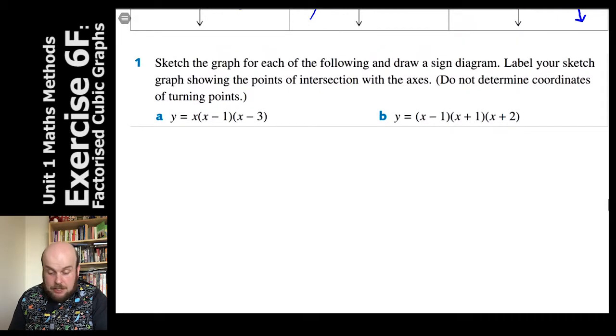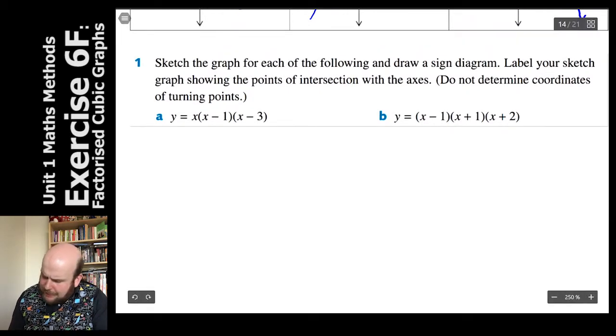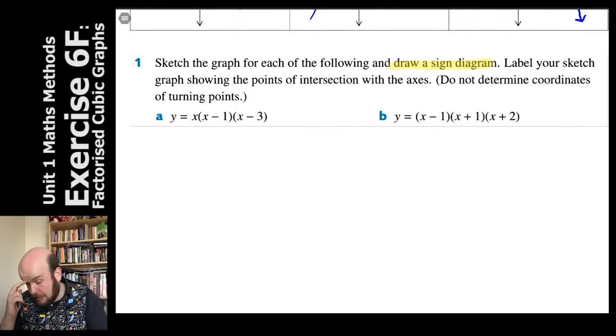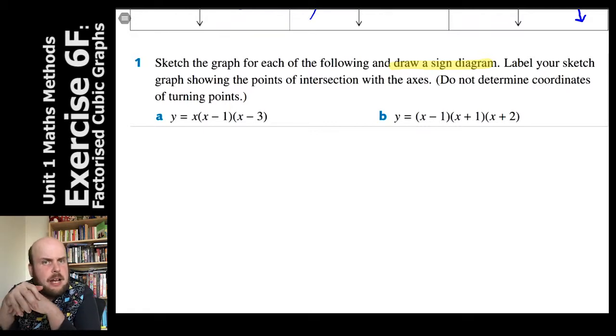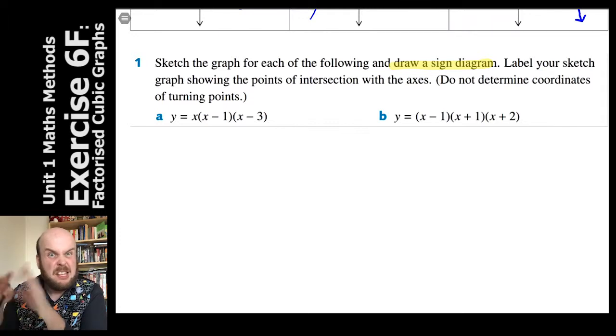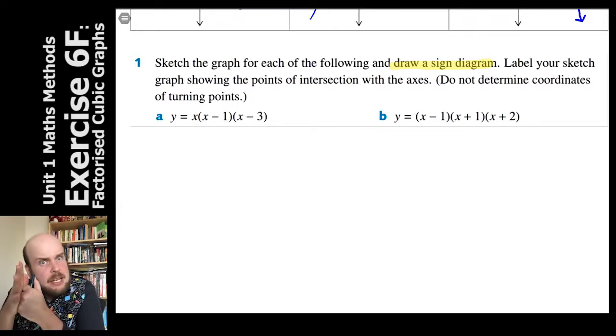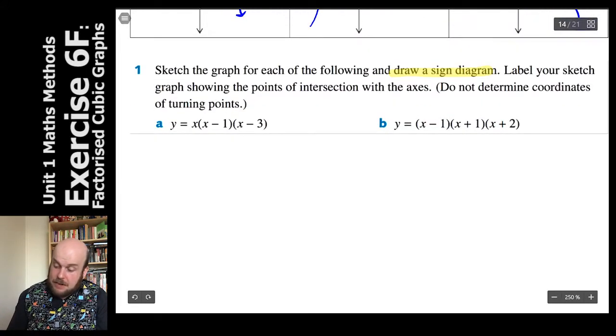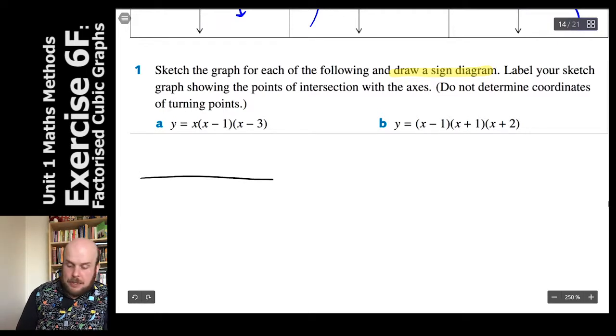So now we need to actually sketch some graphs and draw a sign diagram. Label and sketch your graphs and show the turning points with the axes. Now, a sign diagram is essentially, look, I'm going to sound a little bit sacrilegious here. I think it's a bit of a waste of time. But I also understand, because I've been in this business for far longer than I care to imagine, that it is a very good set of training wheels to be able to draw your graphs. So it is essentially a set of cubic training wheels.